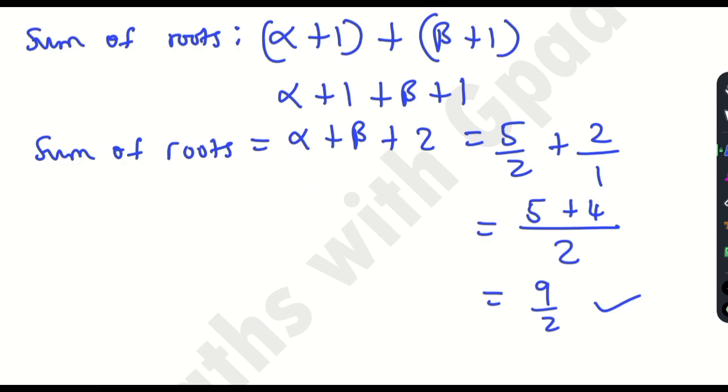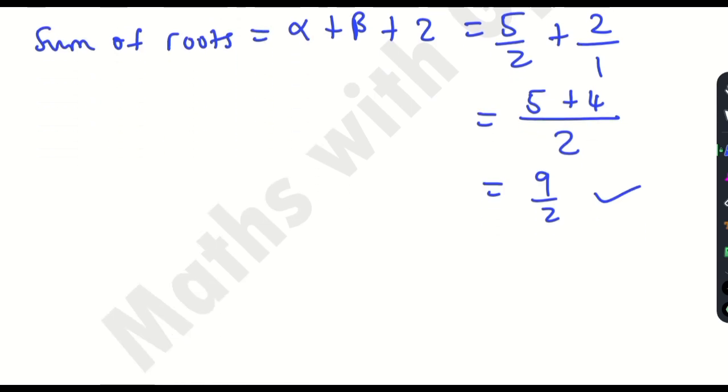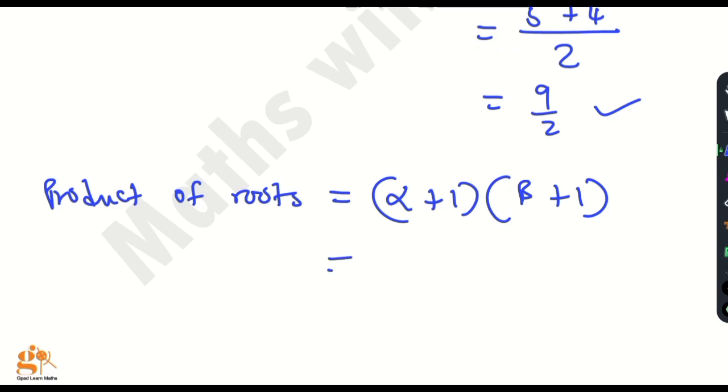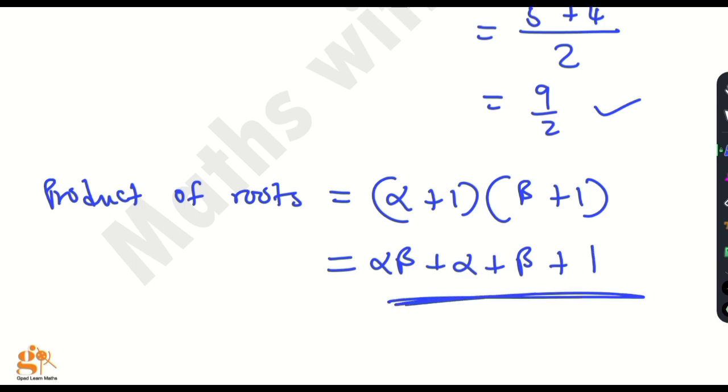Now that we have the sum of roots of the other equation, let's now get the product of roots. So product of roots is equal to what? Alpha plus 1, you know, this is one of the roots, and what? Beta plus 1. So let's multiply this. Alpha times beta is alpha beta. Alpha times 1 is what? Alpha. 1 times beta is beta. And 1 times 1 is 1.